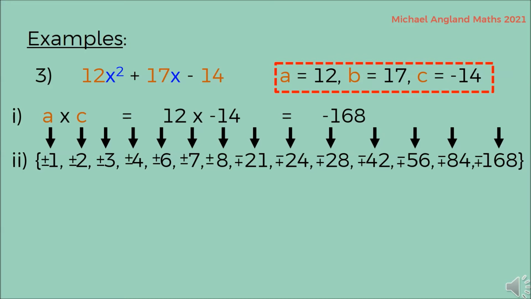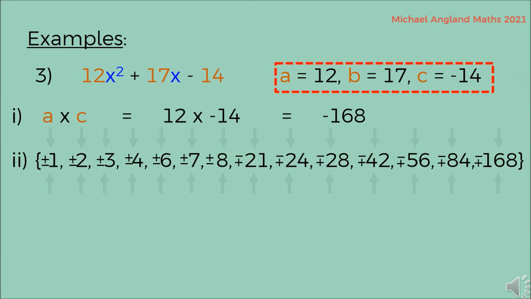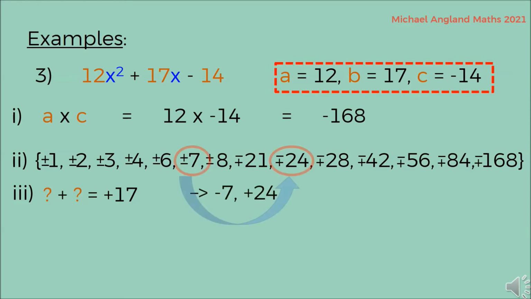Then, if I look at the bottom half of the signs, and I work back outwards, I have minus 8 with plus 21, minus 7 with plus 24, minus 6 with plus 28, minus 4 with plus 42, minus 3 with plus 56, minus 2 with plus 84, and minus 1 with plus 168. Now, step 3, the next constraint is to look for the pair of factors that yields the coefficient b, which is plus 17. So that would be minus 7 and plus 24.